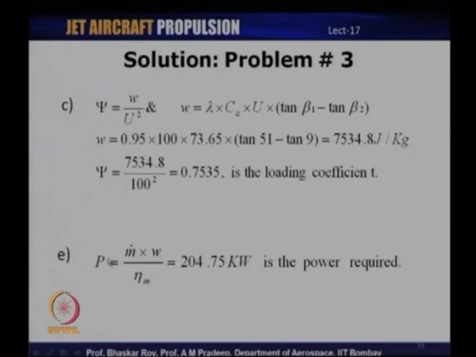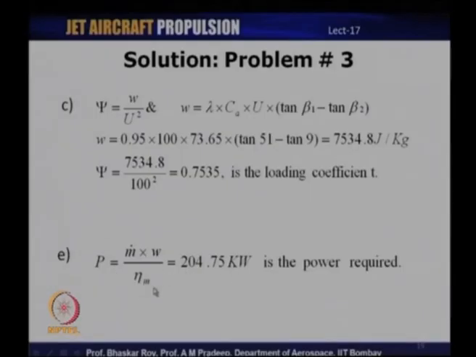So, power required is mass flow rate into the work done per stage divided by the mechanical efficiency. So, we have mass flow rate which is specified as 25 kg per second, work done we have already calculated as 7534.8 joules per kilogram, and this divided by mechanical efficiency would give us the power required.